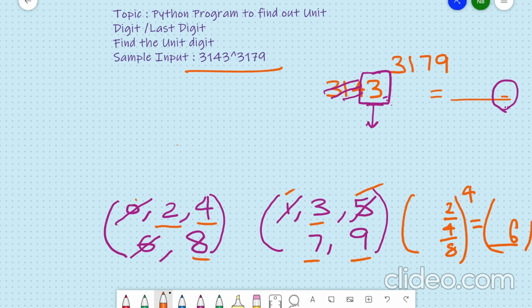Similarly, any number which has 3, 7 or 9, and if I raise that number to the power 4, I will always get 1 at the unit place.